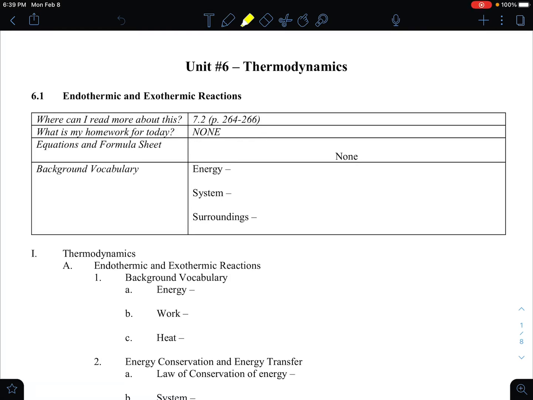This is Video 1. We're going to talk about endothermic and exothermic reactions. We're actually going to cover 6.1 and 6.2, and there is no homework for either of these. Remember, if you need to read just a little bit more about it, you can read for this one in 7.2. So let's jump right in.